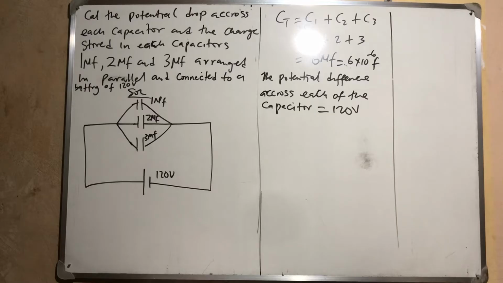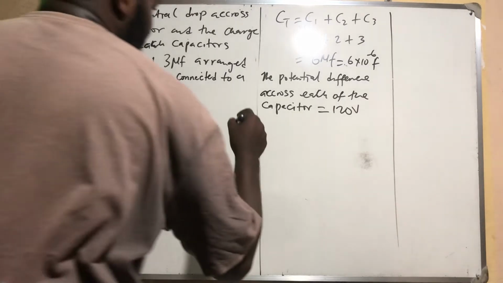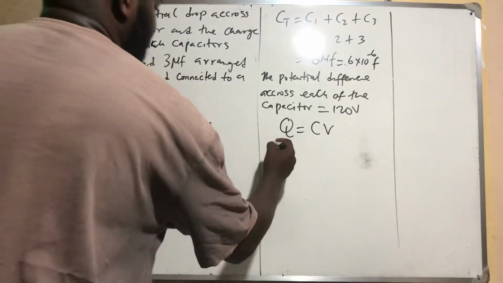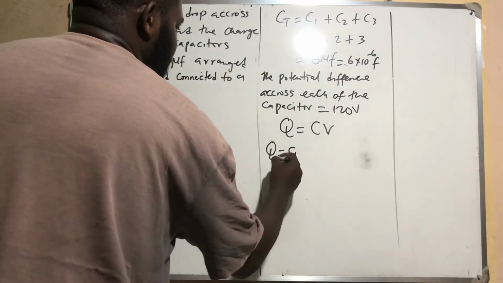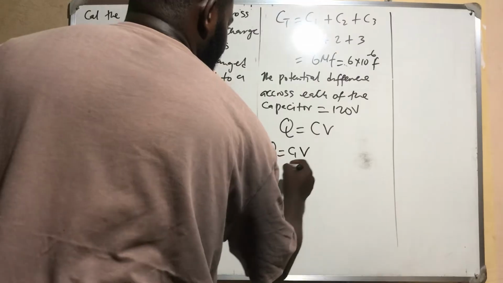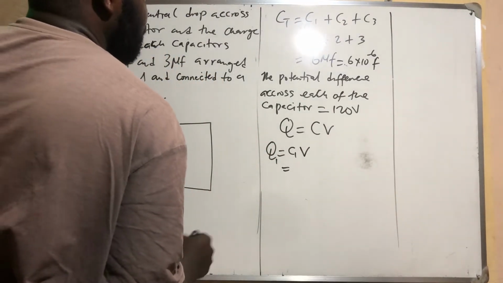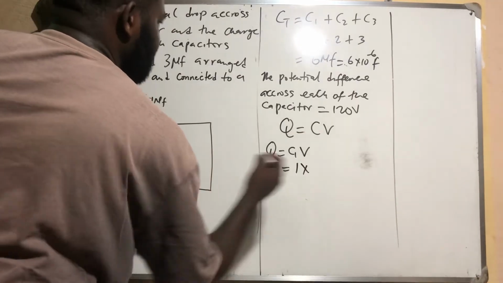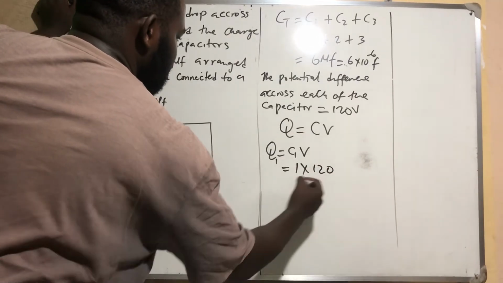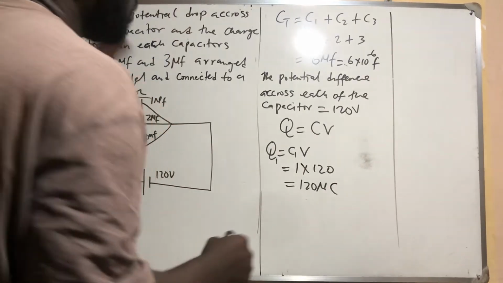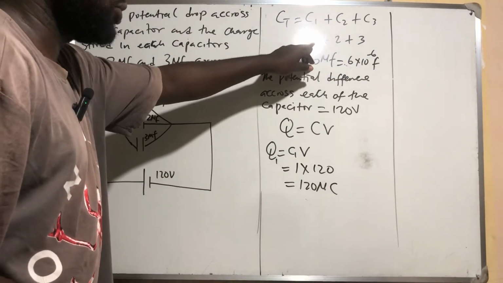So what we need to calculate now is the charge. But I know that capacitors always store charge. Q is equal to CV. So Q1 is C1V. My C1 is 1, times the voltage, 120, which is 120 mu coulomb. Why did I use mu coulomb? Because I'm using 1 mu farad.